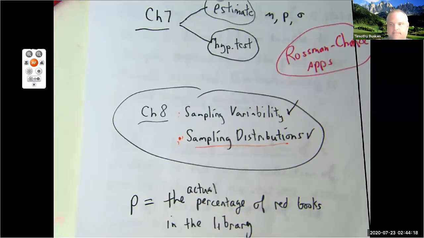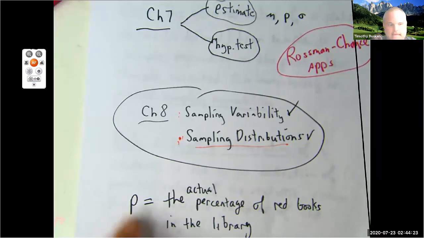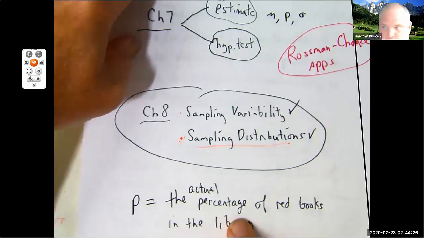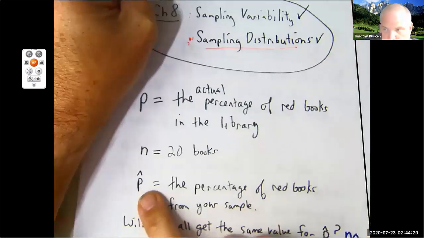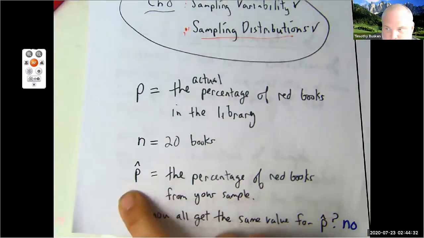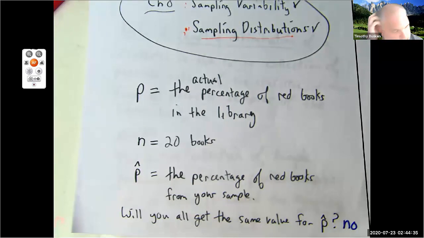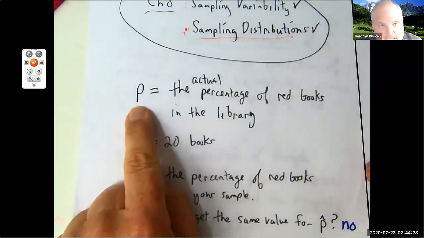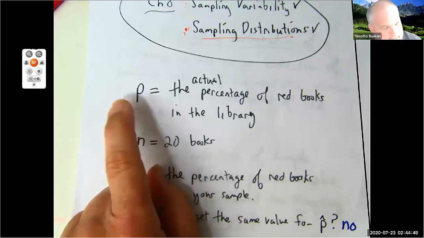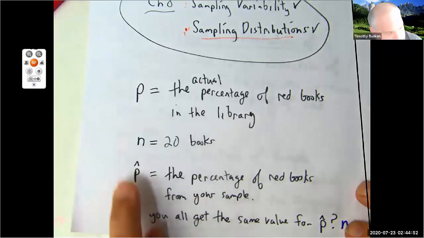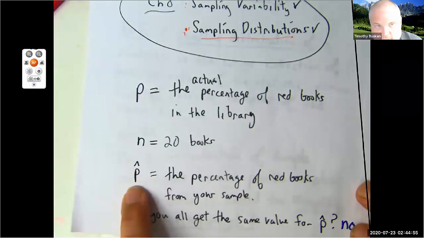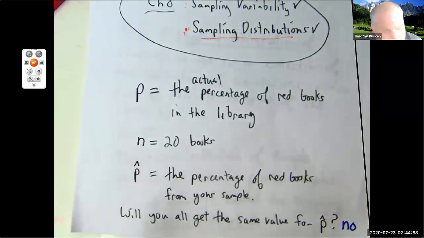Supposing I did that, you're all going to come back with an estimate for P, the actual percentage, and that estimate will be a number that's called P with a hat over it, P hat. So in this scenario, we want to estimate the value of P, and we're not going to do this by just asking a librarian, they have no idea. And we're not going to do this by examining every single book in the library. But if you get an estimate of this value, you're getting a value of P hat, the percentage of read books from your sample. Now, here's the question.